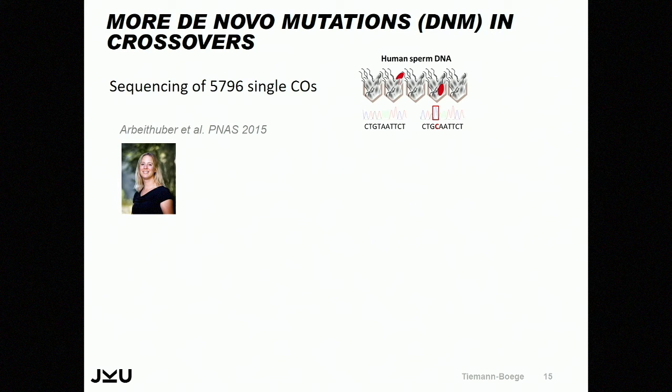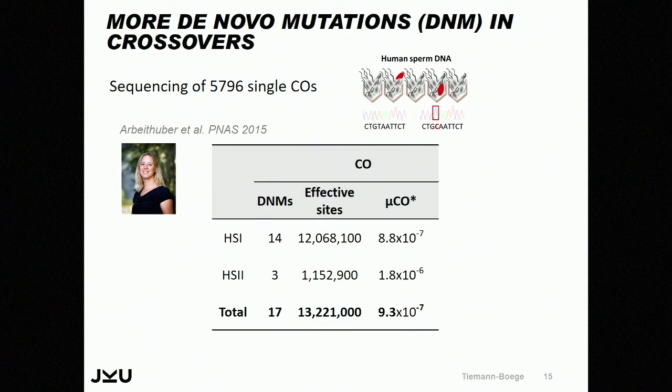So one of my first graduate students took on the ordeal to measure the number of mutations in recombination products. Before she started, the plan was that she would find one mutation in 30 crossovers. So she thought, well, that's an easy task. I guess she didn't know that this was not going to be true, so she ended up sequencing almost 6,000 crossovers, which was a lot of work, in order to just find 17 mutations.